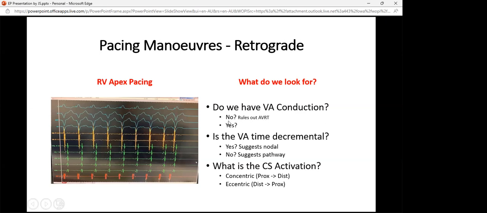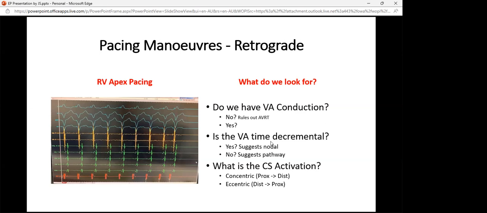If the patient does have VA conduction, they have conduction from the V to the A, then we can move on to our next phase during the pacing. And then we look at, is the VA time decremental? Now we know, as I said before, that there are decremental properties within the node, meaning that the quicker you pace it, the longer those signals get. Whereas a pathway doesn't have these decremental properties, it doesn't matter how quick you pace it, those signals will go through at the same rate.